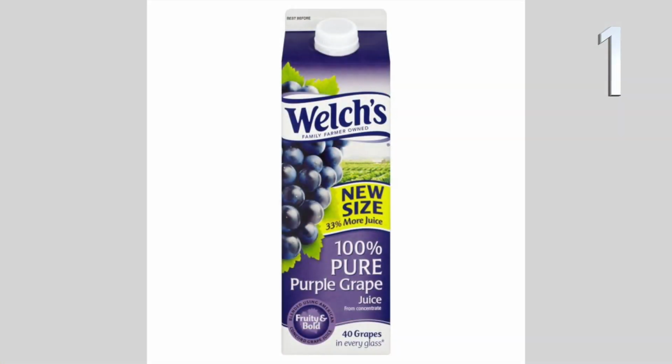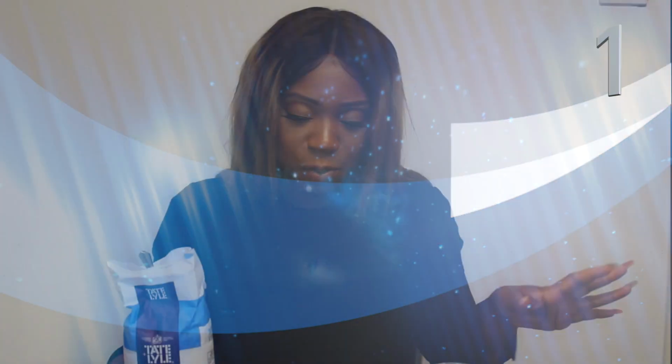In at number 1, we have Welch's, I don't think I'm even saying the name right, 100% purple grape juice, which actually has 16.5 grams of sugar. So it's quite a lot per 100 ml. So it's the most even out of the fizzy drinks. So let's measure that out. So we have 16.5 grams of sugar in this fruit juice, which is quite a lot of sugar. I wouldn't put this much sugar in your tea, would you?